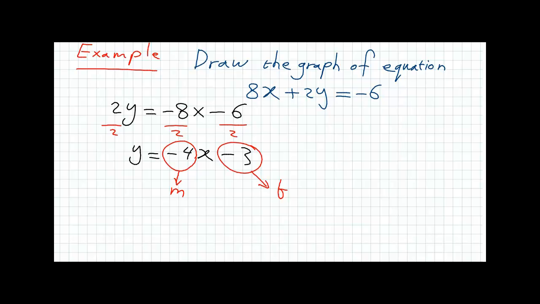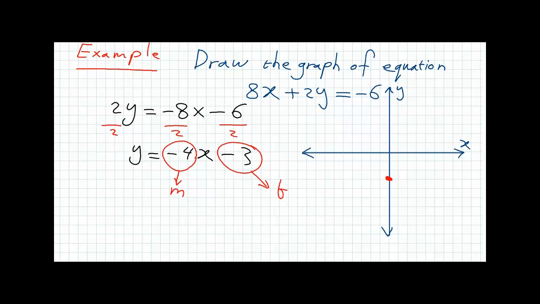We can go directly to the xy plane and let us draw the line for this equation. The first step is to plot the y-intercept. So b is equal to negative 3. So you go to the y-axis and plot a point at negative 3. This is the y-intercept. This is where the line intersects the y-axis.